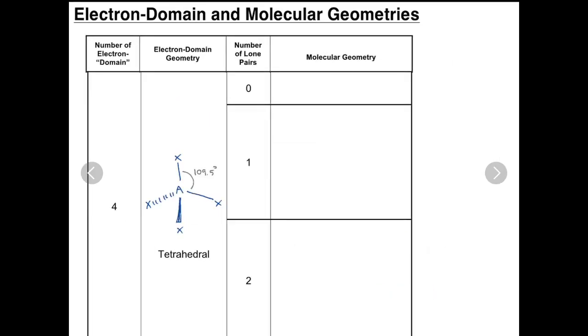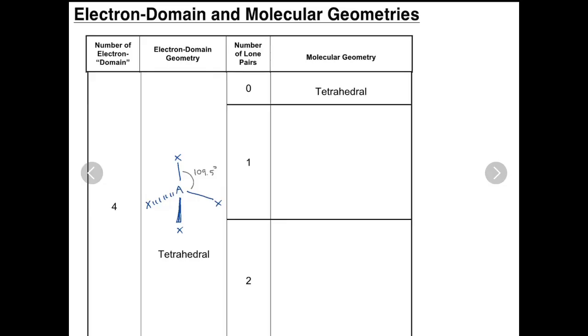All right, next one is when we have 4 electron domains. Okay, 4 electron domains, we call this tetrahedral. Again, how we draw this would be a pyramid, a triangle pyramid with one on top. So the ideal bond angle would be 109.5 if there is no lone pair. The molecular geometry and the electron domain geometry will still be the same.